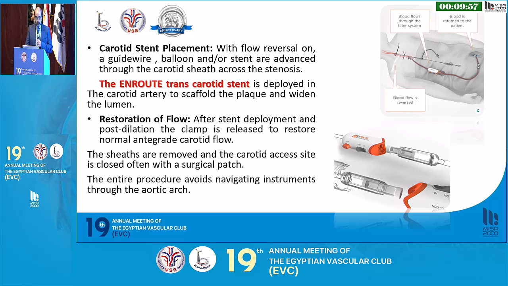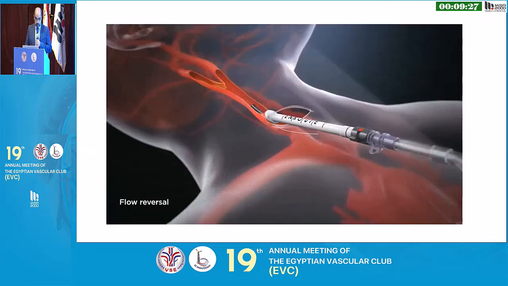For the carotid stent placement with flow reversal, a guide wire, either balloon or stent, is advanced through the carotid sheath across the stenosis. The novel element here is the transcarotid stent that is deployed in the carotid artery to scaffold the plaque and widen the lumen. After stent deployment and balloon dilatation, normal antegrade flow is restored. The sheath is removed and the carotid access is closed, often directly or with a surgical patch, to ensure that everything is away from the aortic arch.